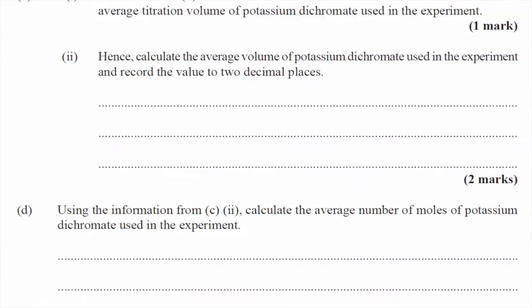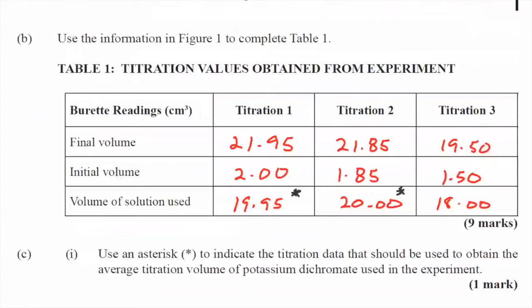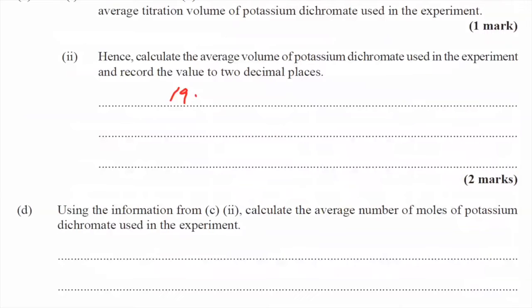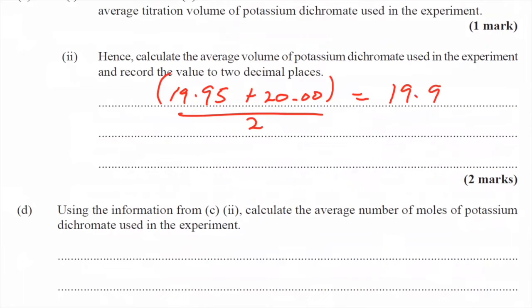Part 2 of C, hence calculate the average volume of potassium dichromate used in the experiment and record the value to 2 decimal places. So that would be 19.95 plus 20.00. All of that added, then divided by 2. And our average volume is 19.98 centimeters cube, or milliliters, same thing.